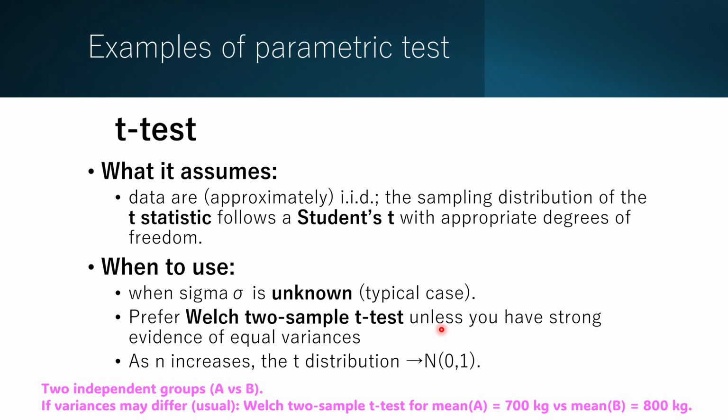Basically, in the real world, the two groups possibly have unequal variance. So basically the Welch two-sample t-test is recommended. That is my idea. And as n increases, the t-distribution approaches the normal distribution.